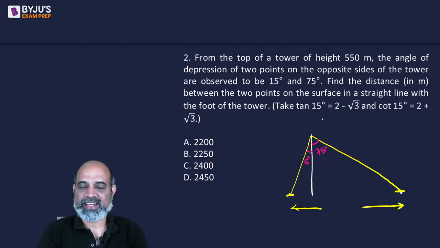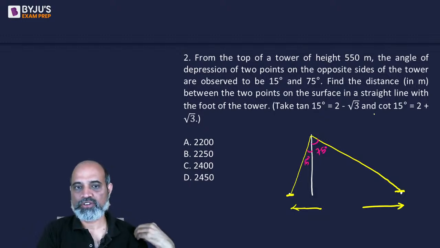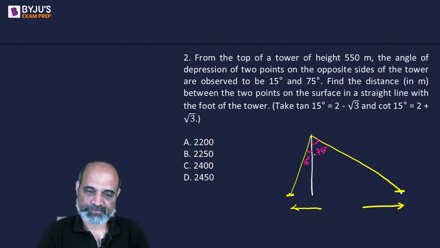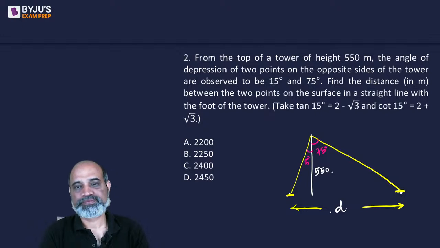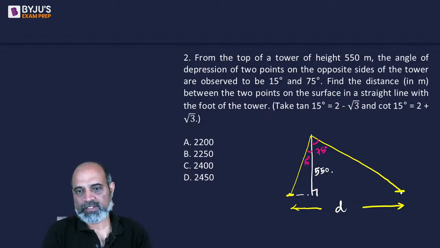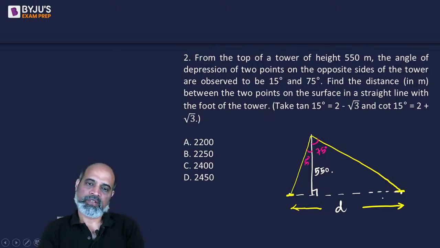If it is given that tan 15 degrees is equal to this and cot 15 degrees is equal to this. Okay, so we need to find out this particular distance, and this is given as 550. This is definitely 90 degrees, right? Without using trigonometry, can we solve this?